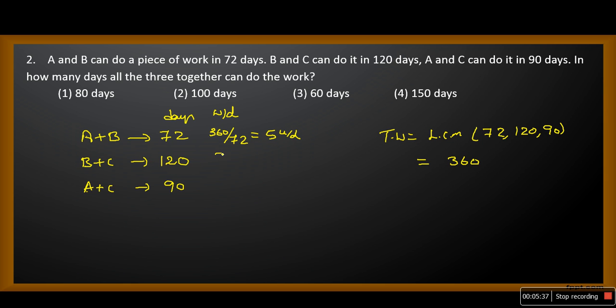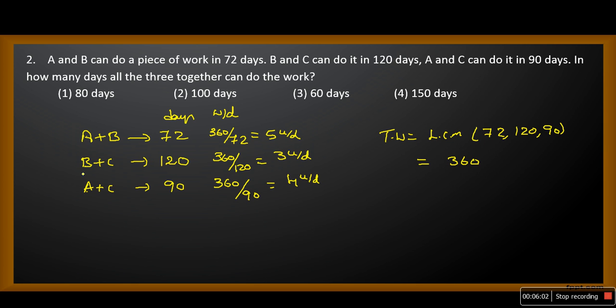Similarly, B and C together will do how many units per day? Total work divided by total number of days. You will get work done per day, that equals 3 units per day. Next, A and C together will do how many units per day? 360 by 90, which equals 4 units per day.